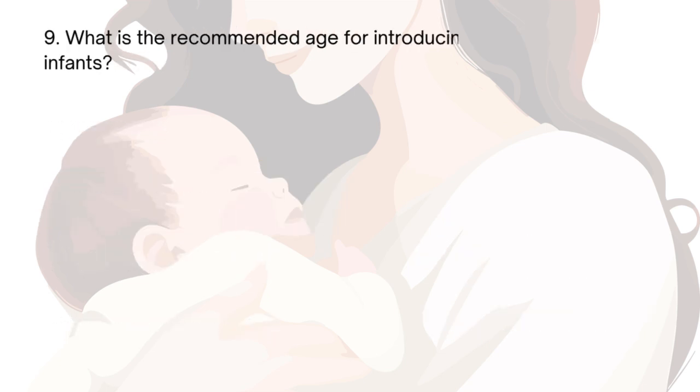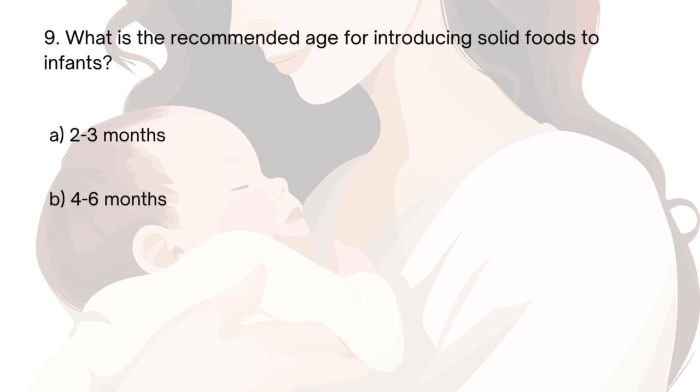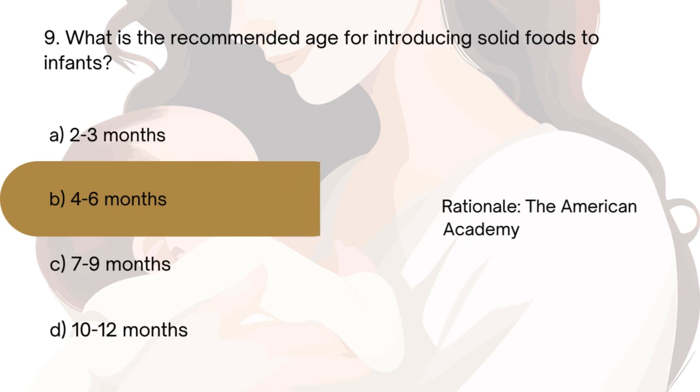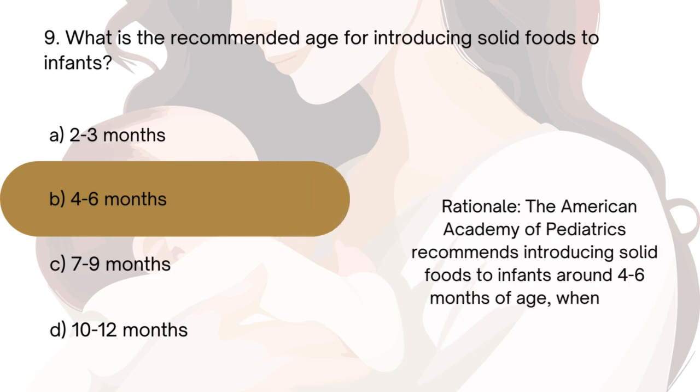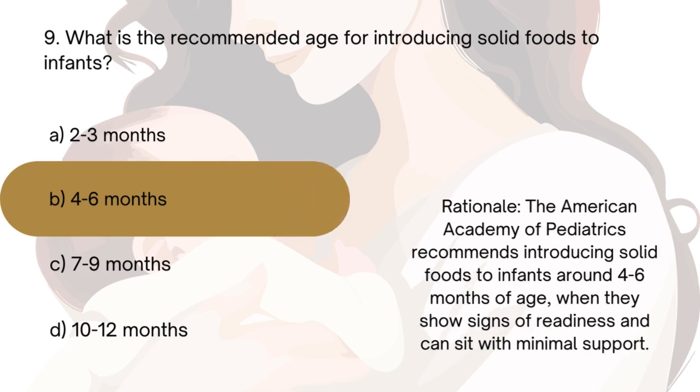9. What is the recommended age for introducing solid foods to infants? A. 2 to 3 months. B. 4 to 6 months. C. 7 to 9 months. D. 10 to 12 months. Rationale: the American Academy of Pediatrics recommends introducing solid foods to infants around 4 to 6 months of age, when they show signs of readiness and can sit with minimal support.